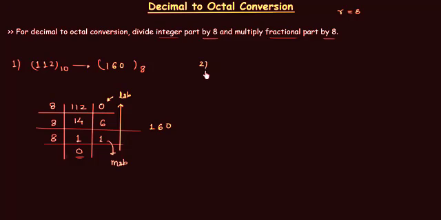In the second example, the decimal number is 25.625. This is in decimal, and we want the octal equivalent of this number. If you remember the last presentation, this was the example for decimal to binary conversion. I am using the same decimal number for decimal to octal conversion.